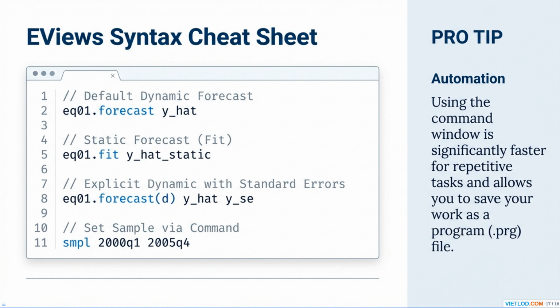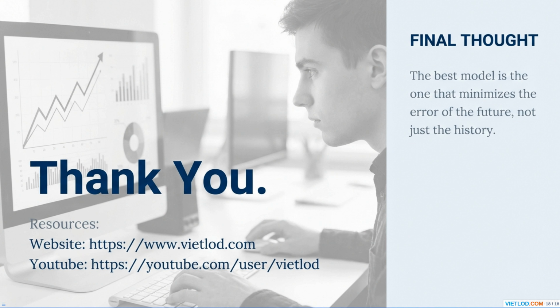EQ01.forecast(d) yhat yse. You can also efficiently set your forecast sample period directly from the command line using the SMPL command before running your forecast. For example, SMPL 2000Q1 2005Q4. The real power of these commands lies in automation. You can save a sequence of these commands in a program.prg file, allowing you to run complex forecasting routines with a single click, saving immense time and ensuring reproducibility. We've covered a lot of ground, from the basic principles to practical implementation. Let's now summarize the key takeaways from our discussion.